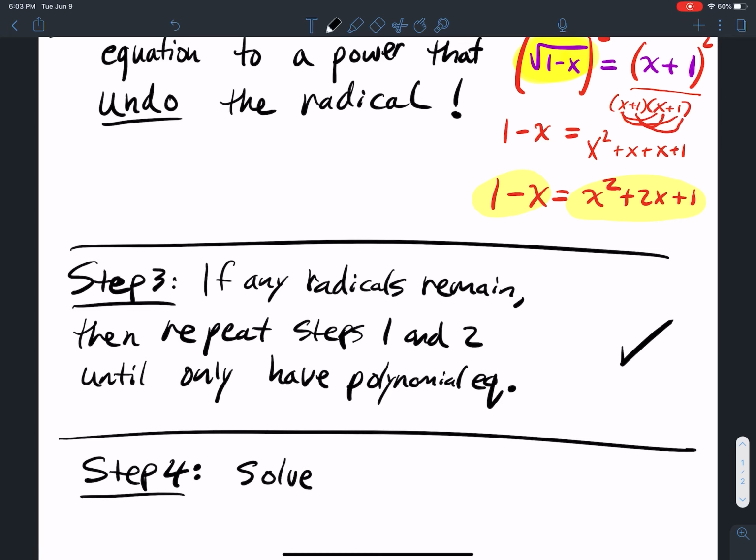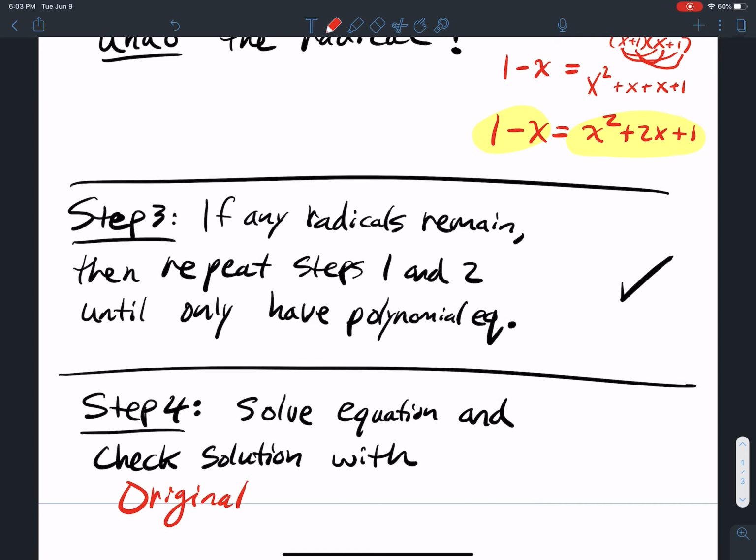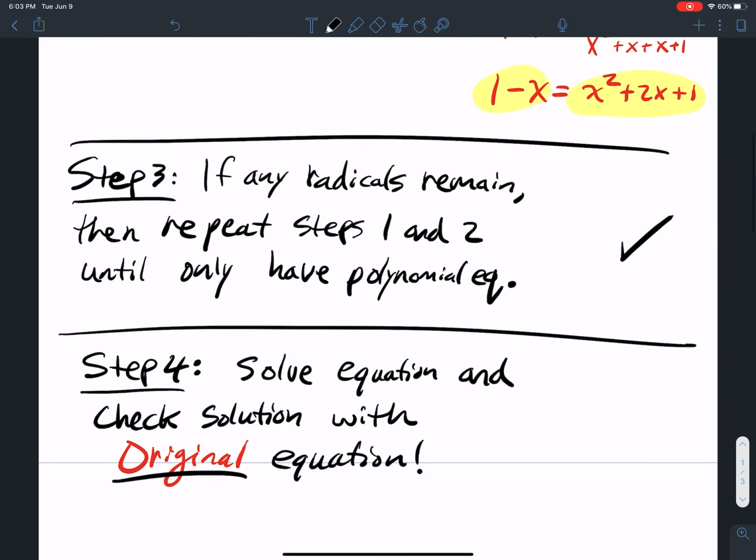So step 4, solve the equation and check the solution with the original equation. Okay, original equation. And then we discard extraneous solutions.